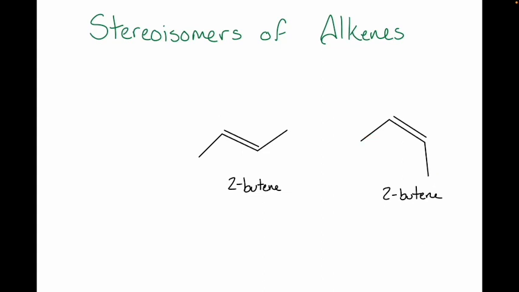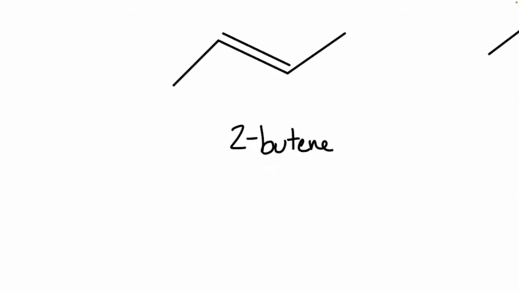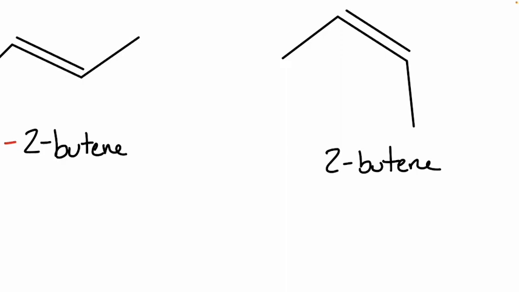All right, so we sort of had a designation for this before when we were talking about ring stereochemistry, and we're just going to recycle that again. When they're on opposite sides, we call them the trans isomer. Okay, so this would be trans-2-butene, and this would be cis-2-butene.